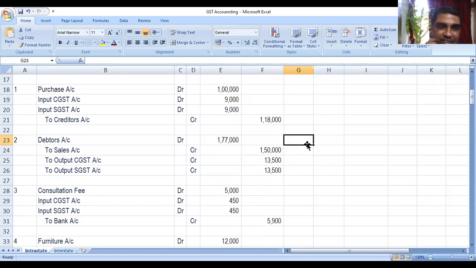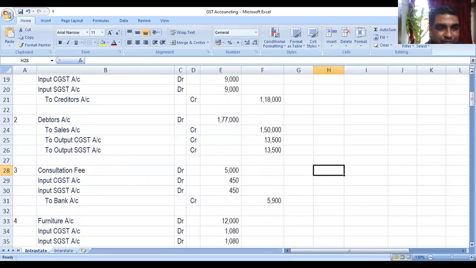Sales entry you have seen, purchase entry you have already seen. Are you understanding these entries? Sales and purchase. Meaning, I have to open input CGST account, input SGST account, output CGST account, output SGST account in a GST environment. Minimum, if you are doing only intrastate transactions at this stage, these four additional ledgers I have to open.